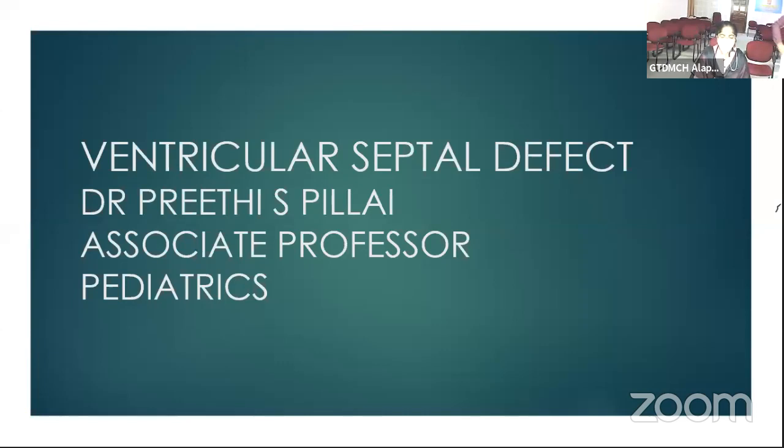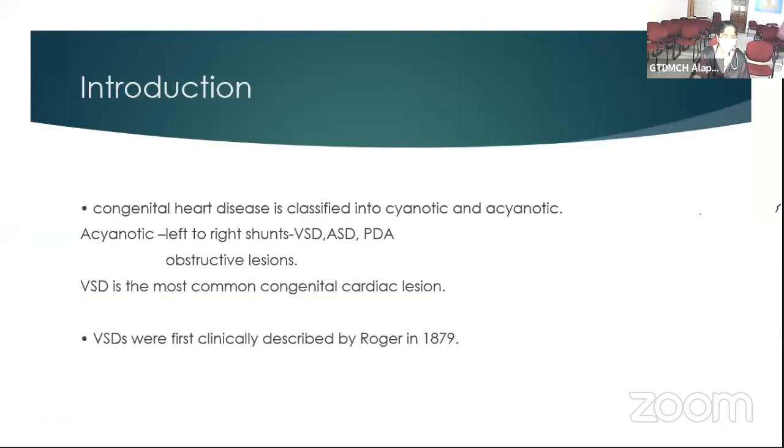Good morning, everyone. Today we'll be discussing ventricular septal defect. Congenital heart disease is broadly classified into cyanotic and acyanotic. Acyanotic congenital heart diseases are further classified into left to right shunts and obstructive lesions. The left to right shunts are VSD, ASD, and PDA. We'll be discussing VSD today.